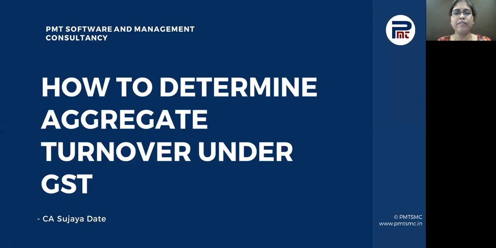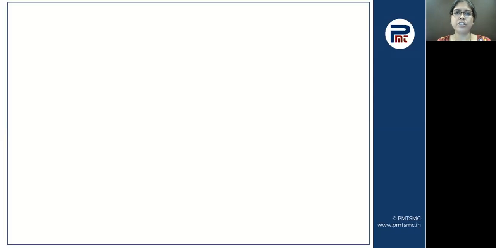I, CS Sujadate, will discuss with you today how to determine the aggregate turnover under GST. It's very crucial to understand determination of aggregate turnover from GSTR 9 and 9C perspective as well. As we have seen in the earlier video, the GSTR 9, that is annual return, is mandatory for assessees whose turnover for financial year 18-19 is above 2 crores, and GSTR 9C, that is GST audit report, is mandatory for assessees whose turnover is above 5 crores. So let us understand in detail how to arrive at the aggregate turnover under GST.